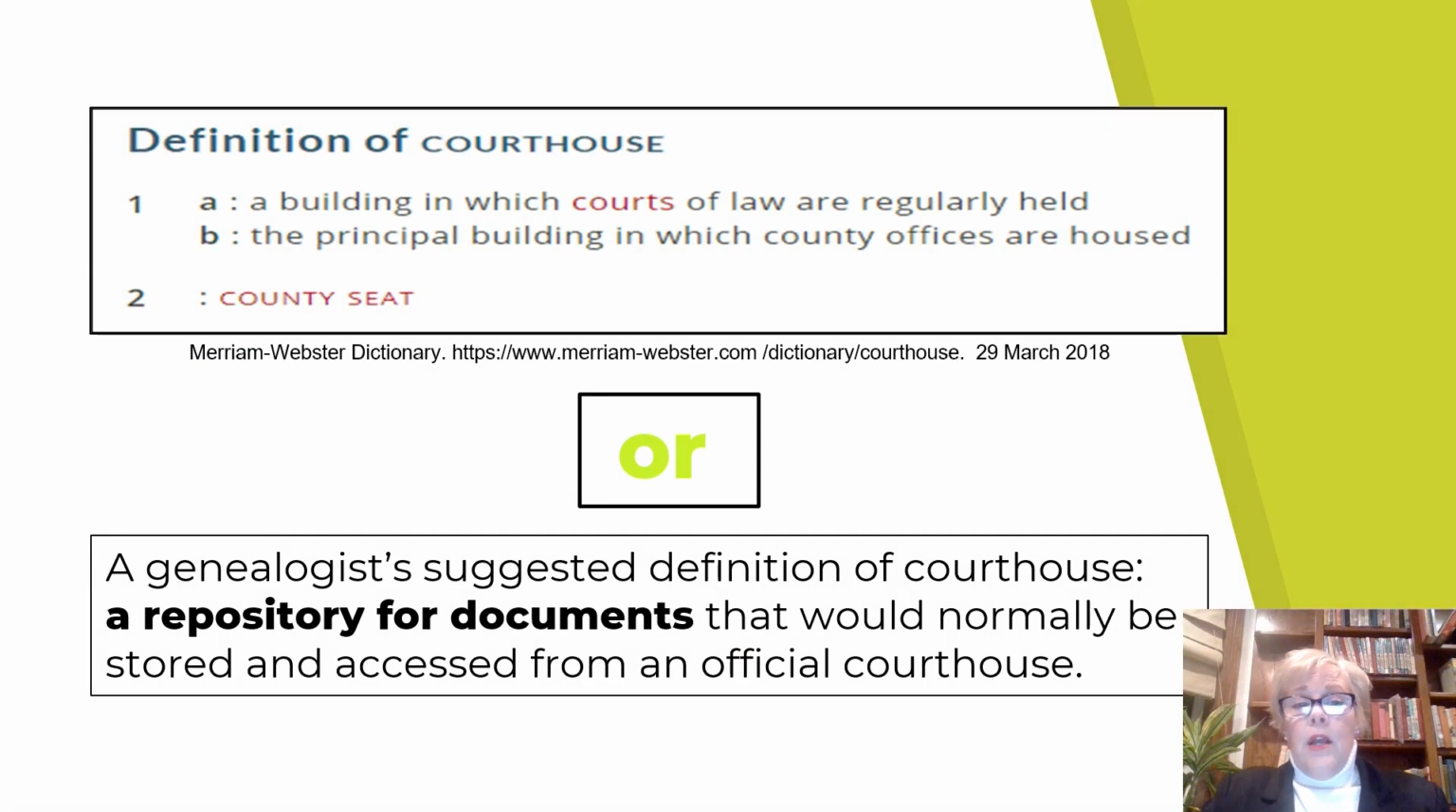So right here you can see that we have the traditional definition of a courthouse. It's a building where courts of law and county offices are housed, and it's also the county seat. Yes, we understand that. But today we might suggest that a courthouse is also a repository for documents that would normally be stored and accessed from an official courthouse. So a repository for documents could be at all different kinds of places, depending on what year we're looking at.